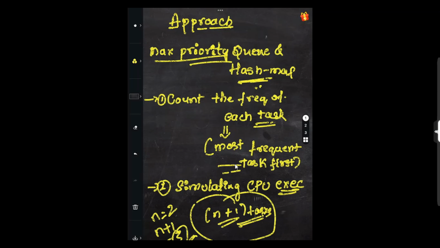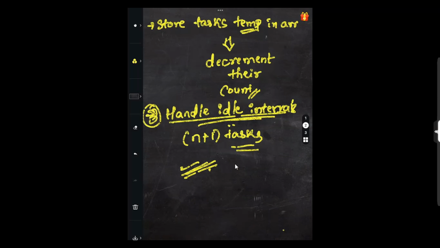So first step, in short, is counting the frequency of each task. Then we are simulating CPU execution. Then finally we should be able to handle the idle intervals. This is the approach. So let's consider the first example that they have given in this question, and let's dry run the example with the approach that we have discussed now.